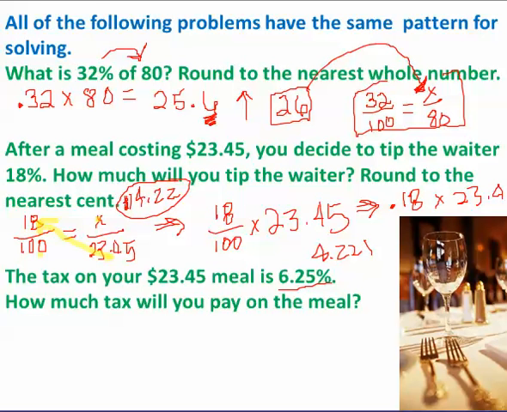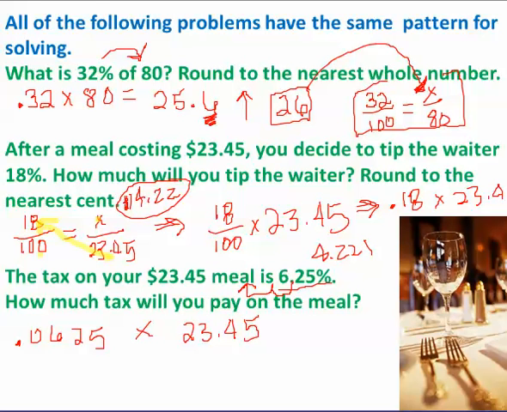6.25%, I can write that as a decimal by moving the decimal point back 2 places, right? I have a percent. I can write it as a decimal going back twice, which makes it kind of a weird number. 0.0625 times 23.45, which is how much our meal is, and that will tell us what our tax is.